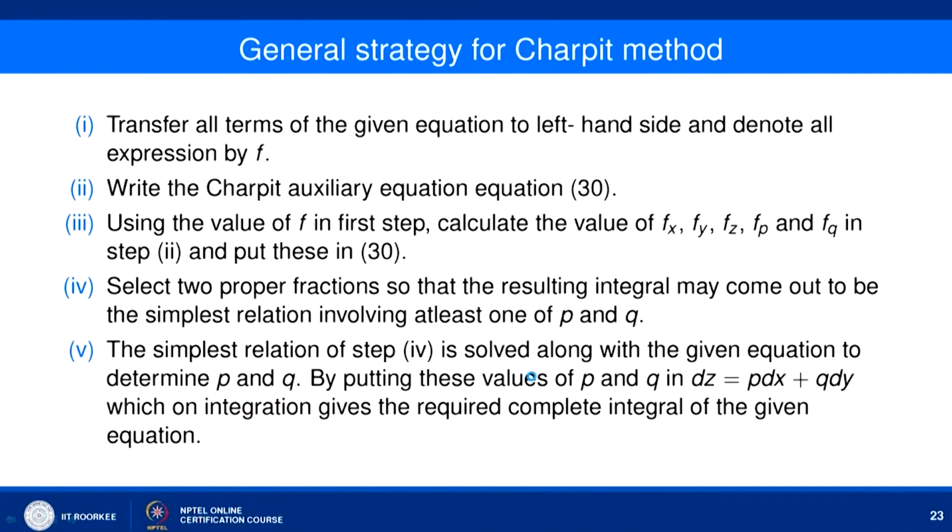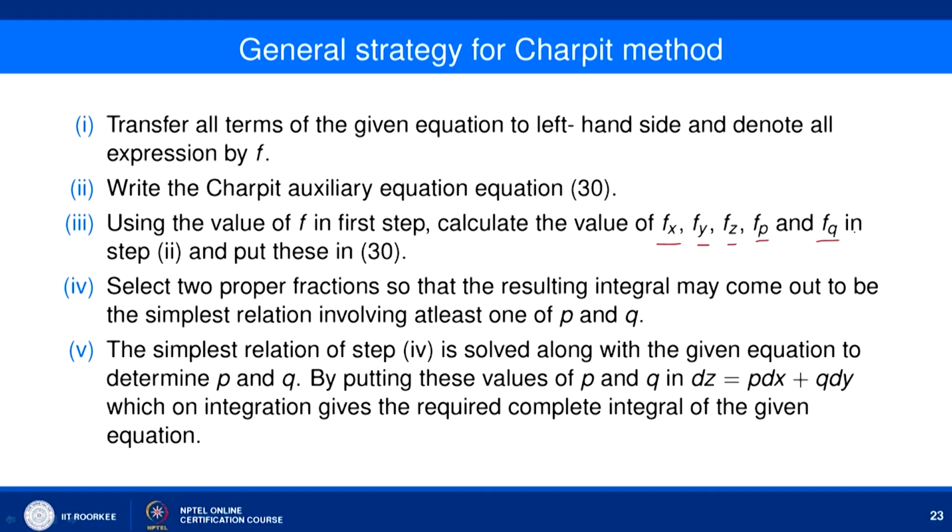So, what we try to do here is discuss the general strategy for the Charpit method. Here, transfer all terms of the given equation to the left hand side and denote the whole expression by f. Whatever equation we have, just transfer everything to one side and denote that expression by f, and write the Charpit auxiliary equation 30, and using the value of f from the first step, calculate fx, fy, fz, fp, fq and put them in equation number 30.